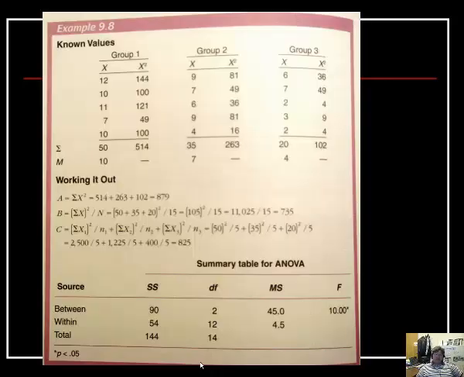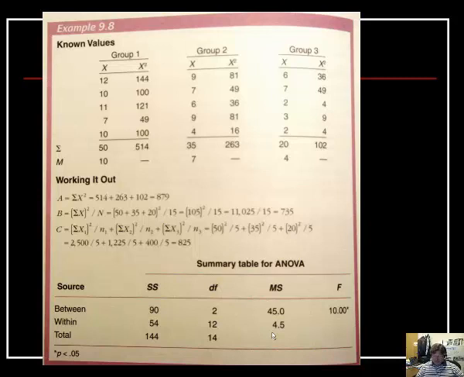So here's an example out of a different textbook. We have group 1, group 2, and group 3. There's the raw scores for each of the 5 people in each group. And then by plugging these individual scores into the formula for ANOVAs, and all of this is obviously mathematical equation based, you see that below here, we come up with this source table or summary table for ANOVA.